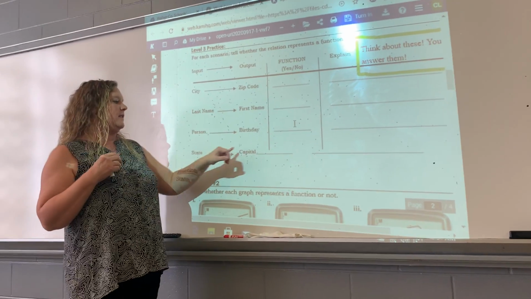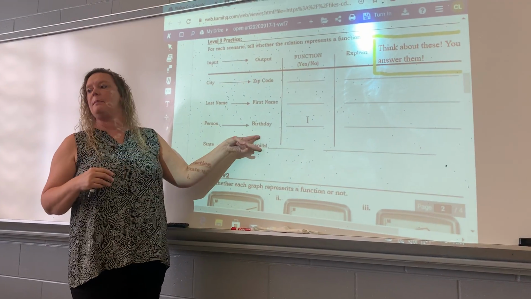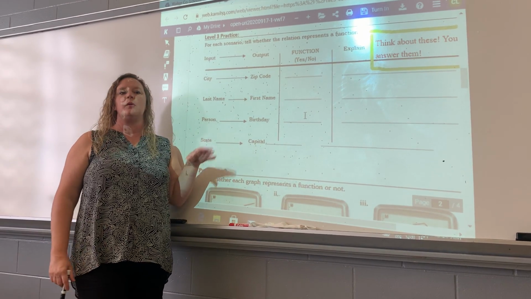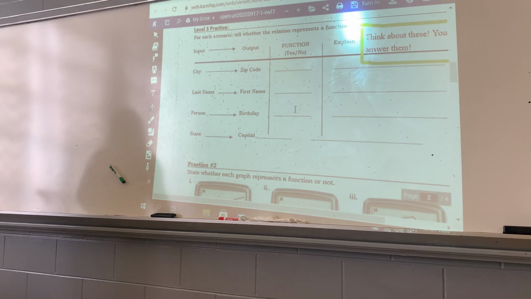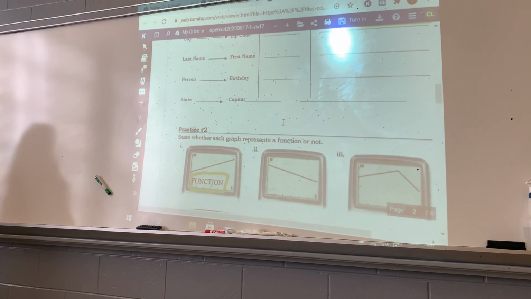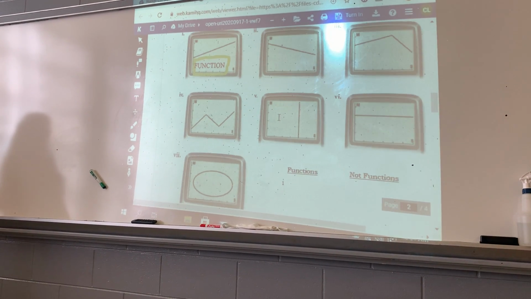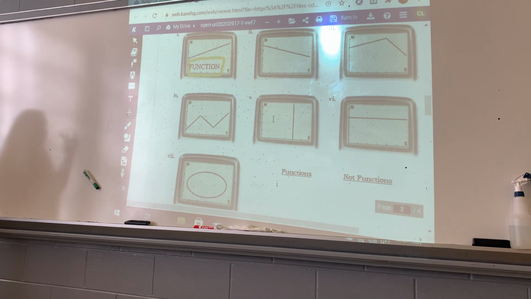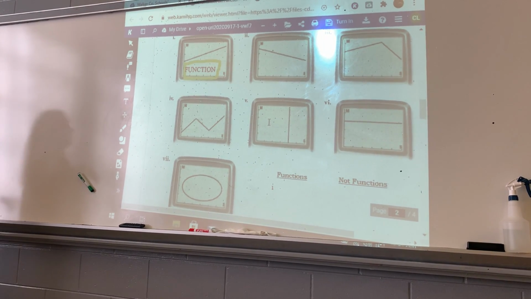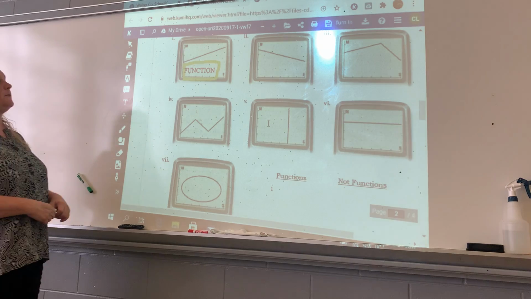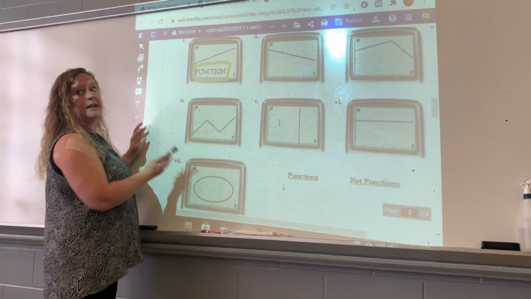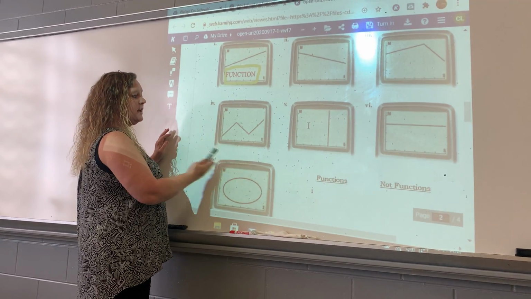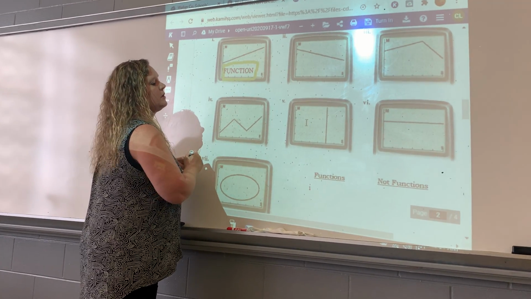And then the state and the capital. Can one state have 2 capitals? No. So it would be a function. All right? Now, these are the ones I really wanted you to work on right here in the picture form. So you can just type the word function or the letter F on it, or NF if it's not a function. This one's a function, remember? The rule is it can curve, it just can't curve underneath itself, because when it curves underneath itself, it means the X value repeated. So what about this one?